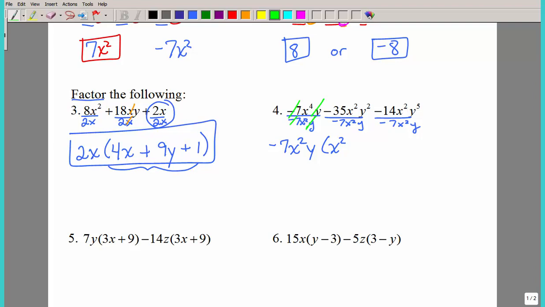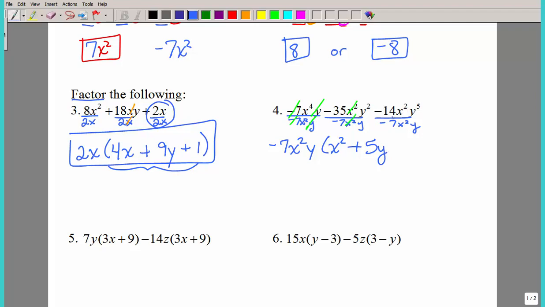Let's look at the next term. We have a negative divided by a negative, and so that's going to be positive. 35 divided by 7 is 5. The x's would divide out, as in x squared divided by x squared is 1. And then when the y's divide, y squared divided by y would give you y.